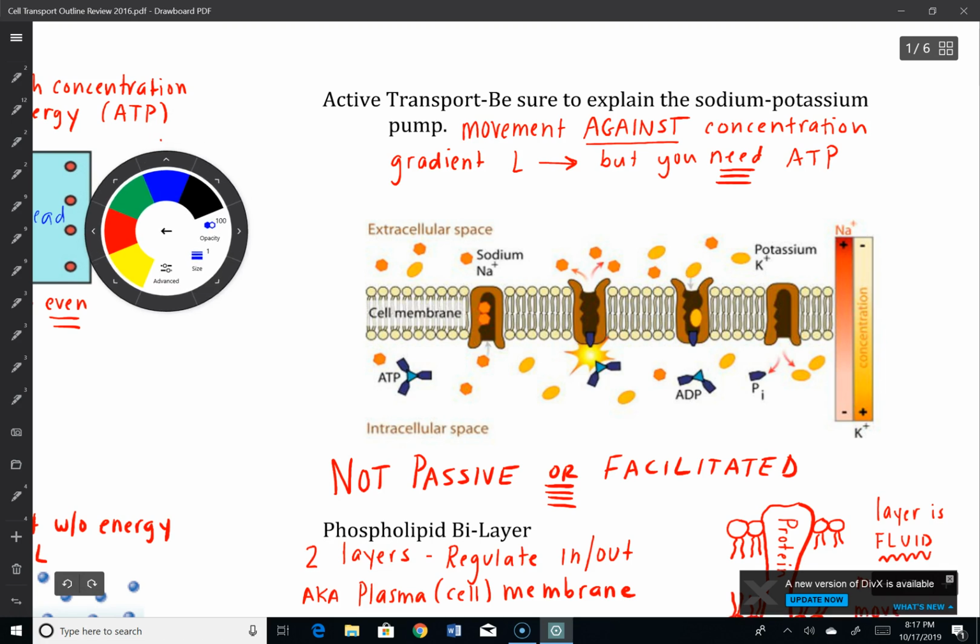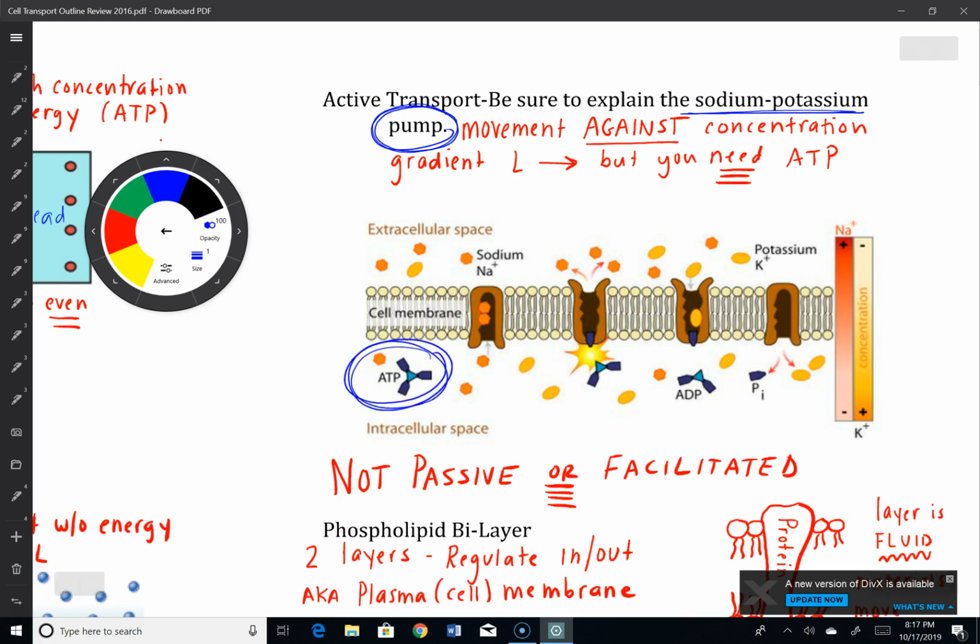Active transport is the movement of material against the concentration gradient, moving from low to high. In this case, you need something, and in the case of the cell membrane, you need a pump. A good example is the sodium-potassium pump. We're going to see a lot more of that in the nervous system, but the sodium-potassium pump is going to be moving sodium and potassium against their concentration gradient. But you're going to notice that you need ATP.